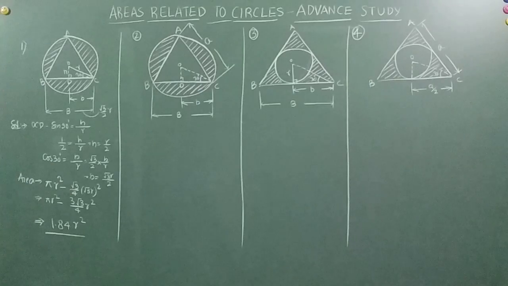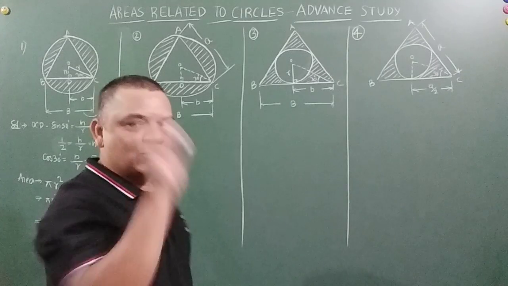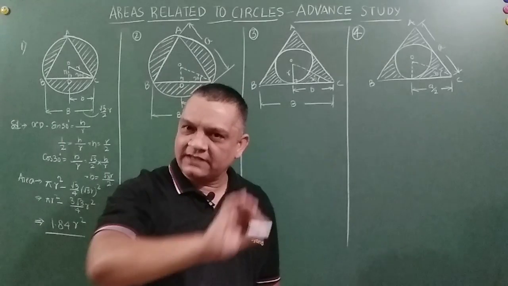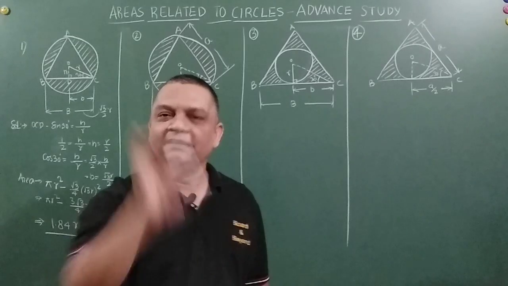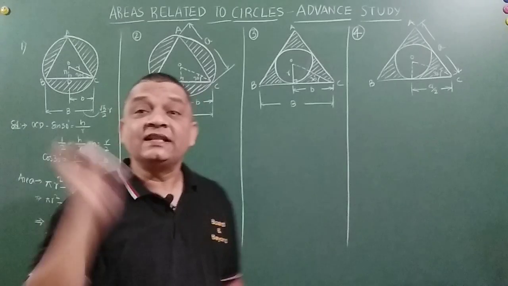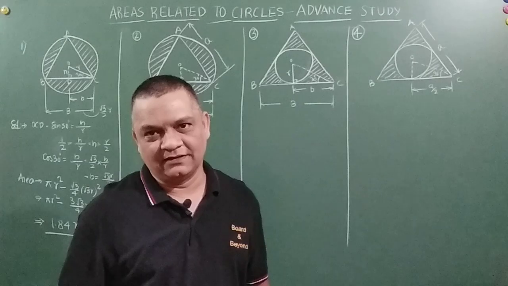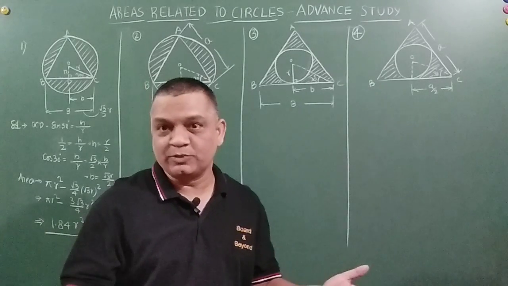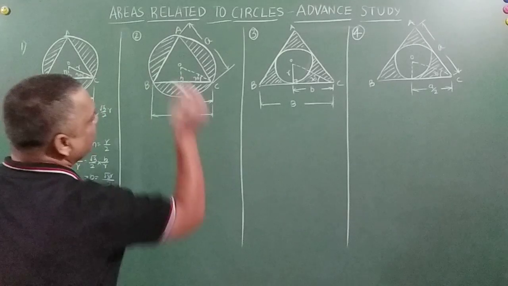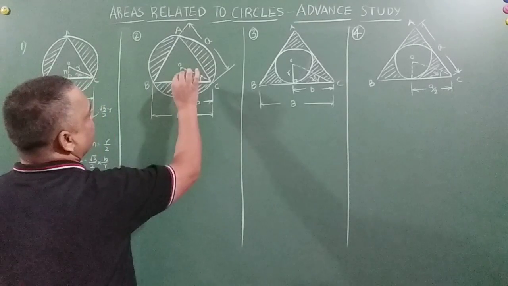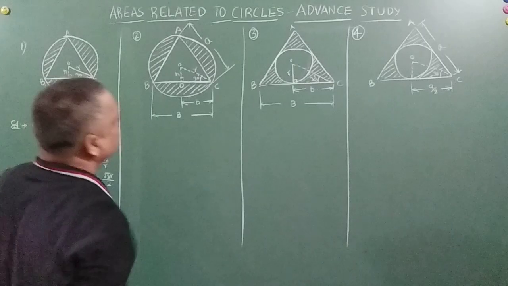So the next one is a circle, and the equilateral triangle is inscribed in the circle, but in this case the radius is not given, the side of the equilateral triangle is given. So that also is possible. You might get a question like that. Absolutely no problem. So again here, considering this h and this as r.